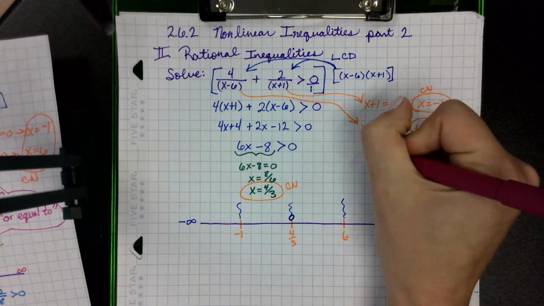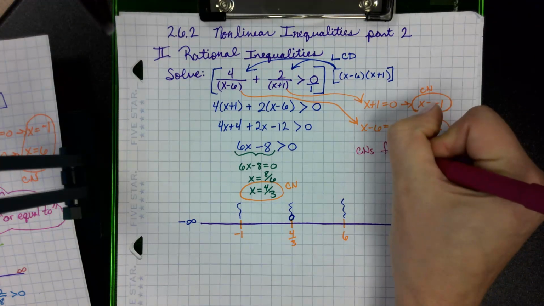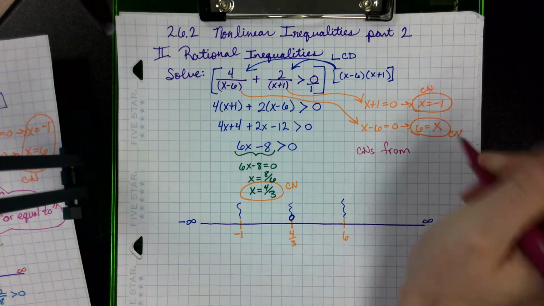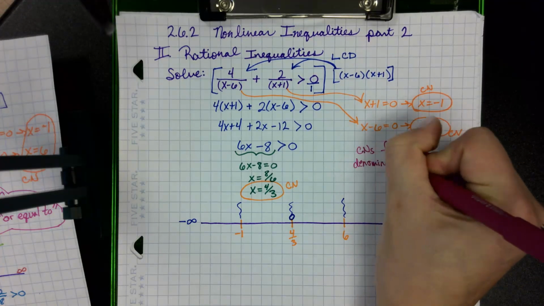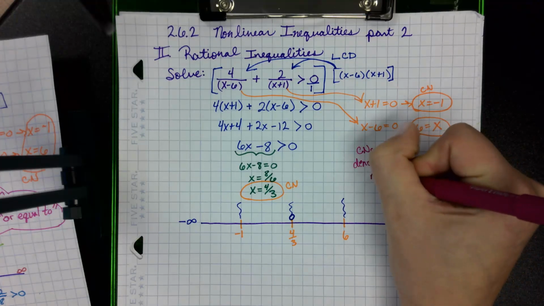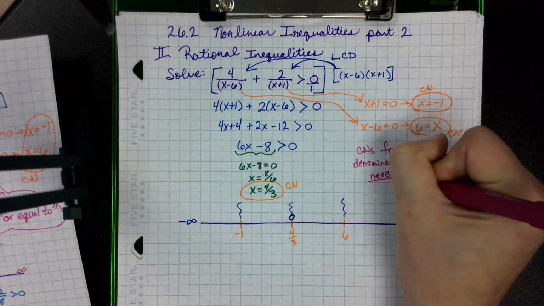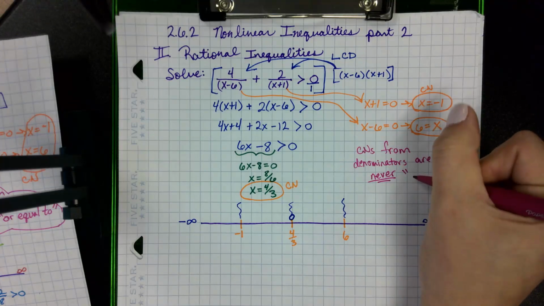So I'm going to put an extra little note here. Critical numbers, CNs, from denominators are never, and I'm just going to do parentheses, in quotes, or equal to.